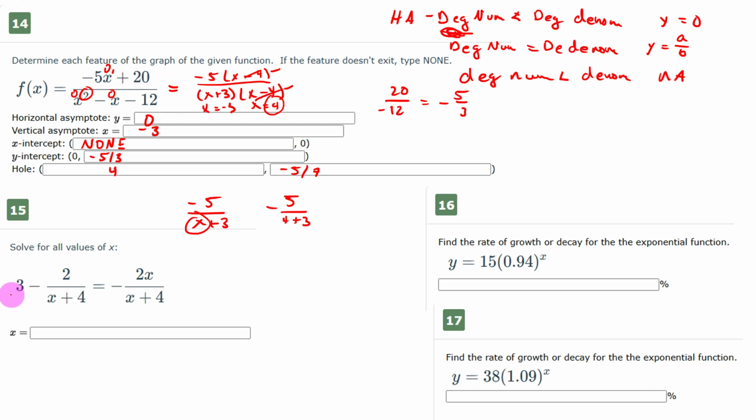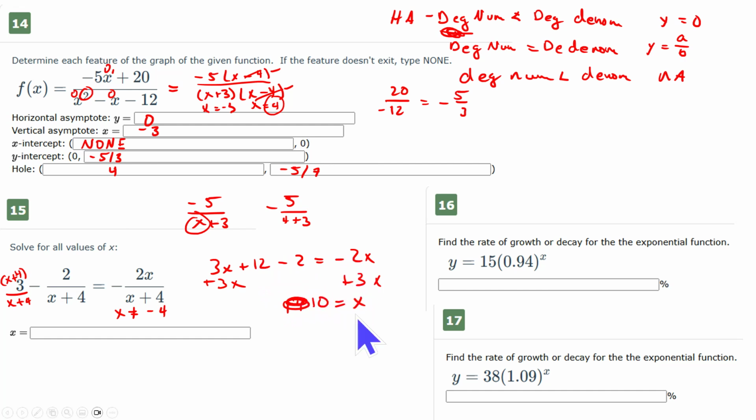Okay. So my denominator needs to be x plus 4. So I'm multiplying the top by x plus 4. So I'm going to get 3x plus 12 minus 2 equals negative 2x. Trick here is I don't need the denominators anymore. I just need to know x can't be negative 4, just in case. So I'm going to add 3x just to get rid of this negative over here. I'm going to combine those two. 10. And this is going to add to just x. And that one worked itself out nice and neatly.